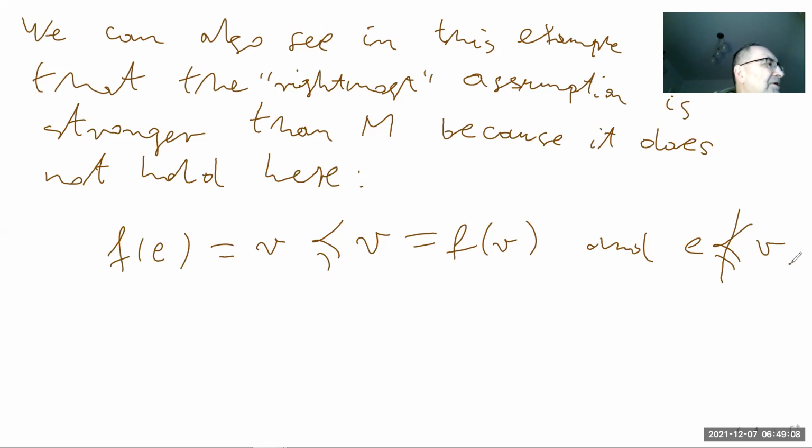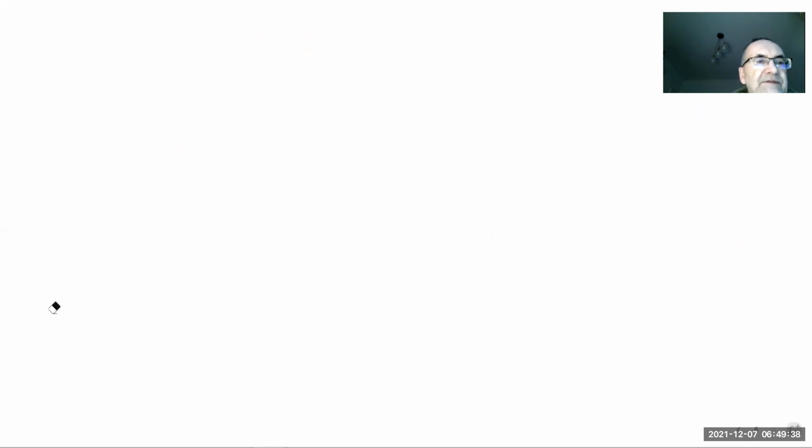Okay, now let's go to another example. Let's see now that assuming injectivity on edges is not enough. Okay, so here we proved that the rightmost assumption is too much, but now I want to prove that the leftmost assumption is too little. So let's consider another example. Now maybe let's do it on the next page. Why bother with cluttering the screen? You have an unlimited amount of paper. Oops, I cannot write with the eraser.